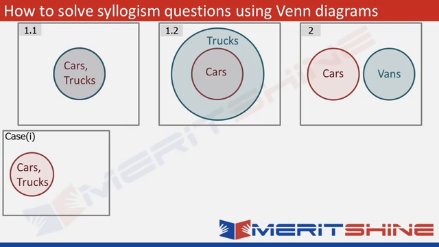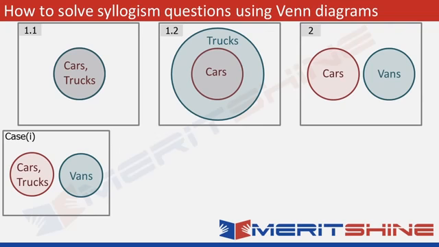These are cars and trucks given in 1.1. If we have to combine it with figure 2, vans would be drawn like this. Obviously, since there is no intersection between cars and vans, there will be no intersection between vans and trucks as well. I hope that's understood.